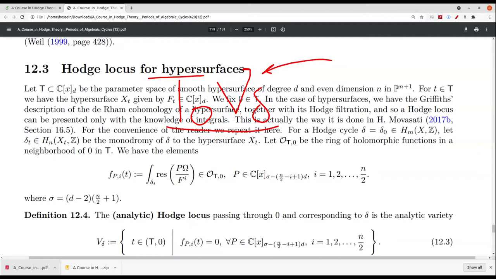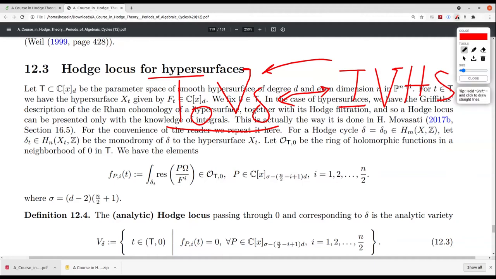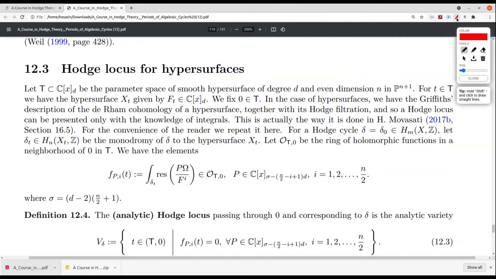And in general context, this can be computed with something called infinitesimal variation of Hodge structures, which is one of the chapters in our book. But it turns out that for hypersurfaces, the description is very elementary. And so here I will discuss this.